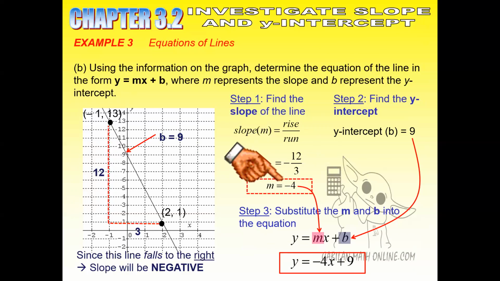All right, so before we wrap things up here, those are the exact same 3 steps that we saw in the previous example. So for this particular section, calculate the slope using rise over run. Don't forget any lines that are falling down to the right, like this example, are always going to be negative. Then see where the line touches the y-axis to find the y-intercept. And then once you have those 2 numbers, the m and the b, replace them into the equation y equals mx plus b.